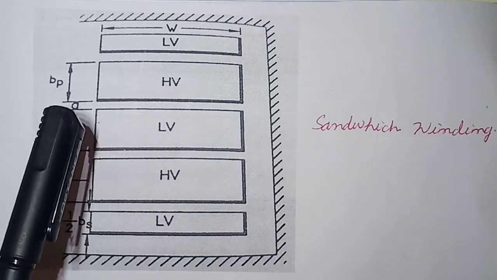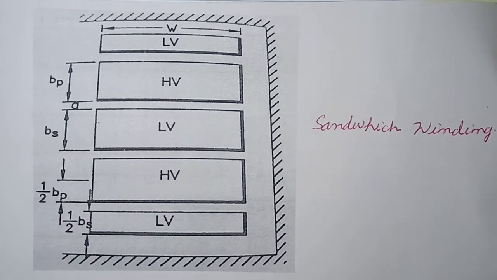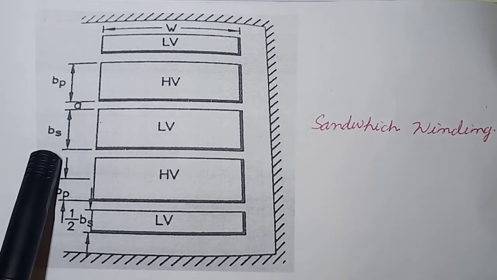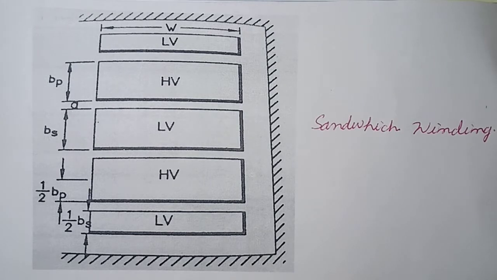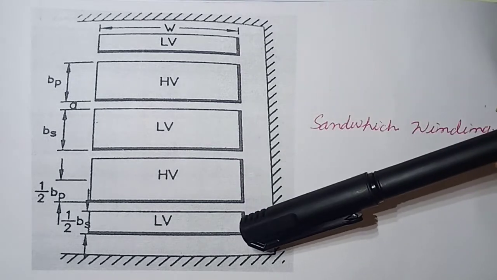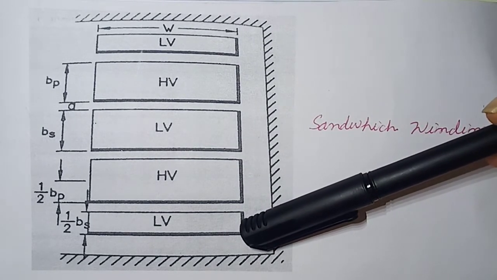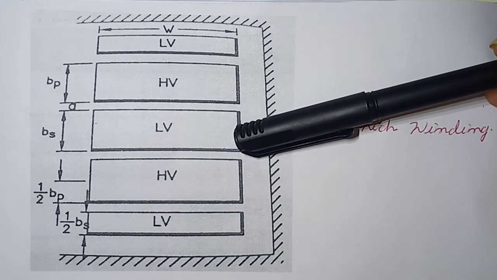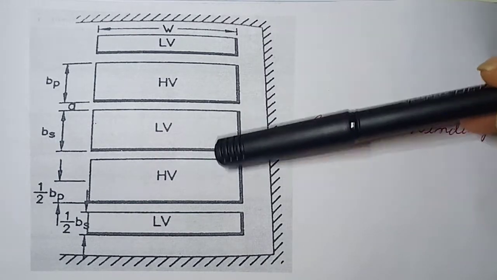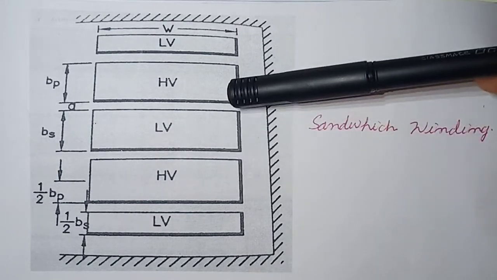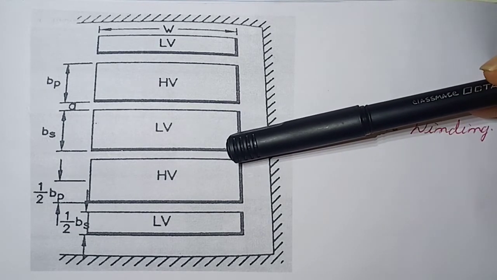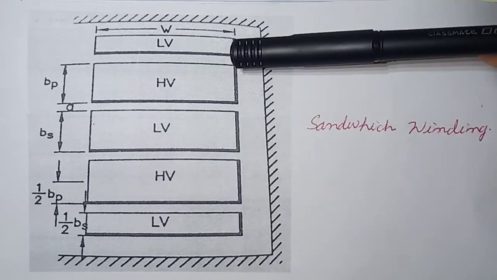Since here the HV side is being taken as the primary and the LV as the secondary, it is BS. So BP and BS. But the arrangement is such that these two ends, this LV and this LV, are half of this LV. If we have n number of HV windings, then we will have n minus 1 LV windings, and 2 half LV windings.